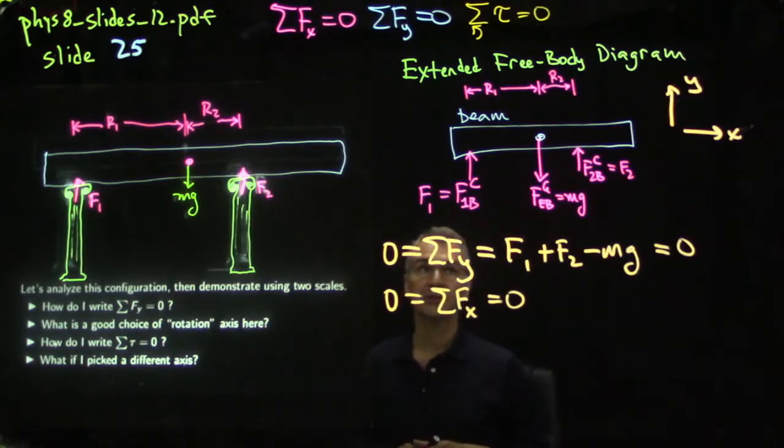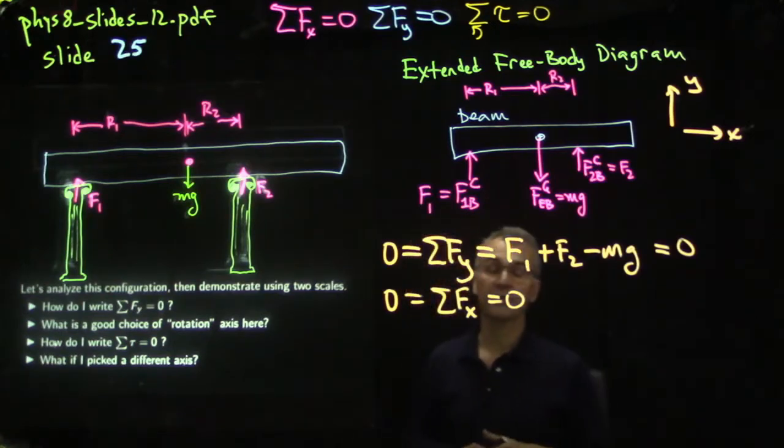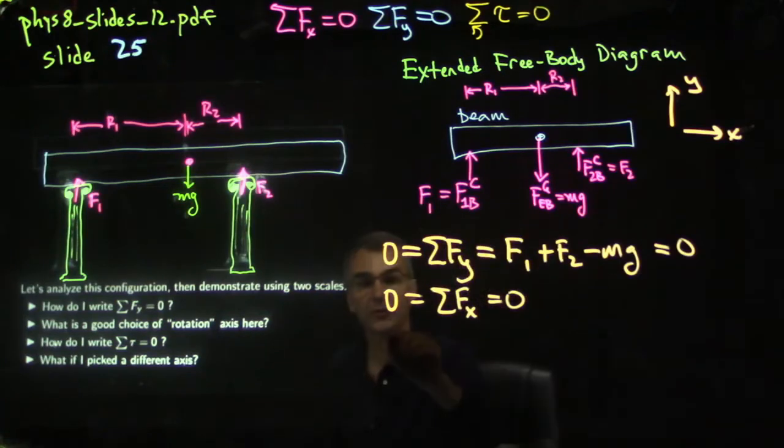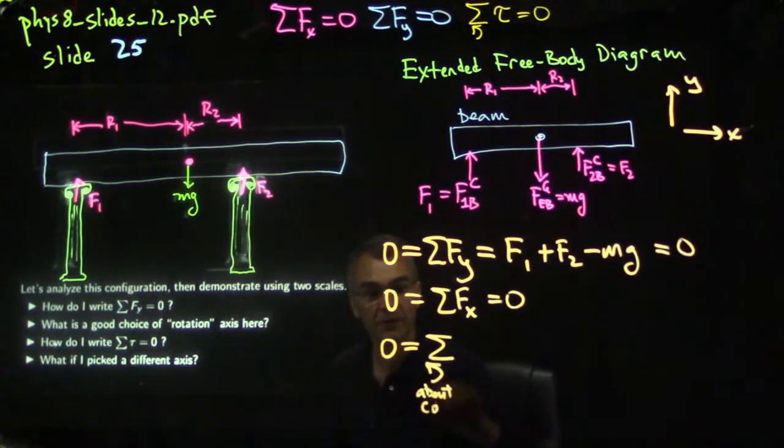Now the trick here is, what is a good choice of rotation axis? And what is a good choice of rotation axis depends on what forces you're trying to solve for. But in this case, an excellent choice of rotation axis is the center of mass of the beam itself. So we'll say 0 is the sum counterclockwise, and sometimes it helps to say about the COM. Sometimes you can indicate your rotation axis. You might have a point labeled P of the torques.